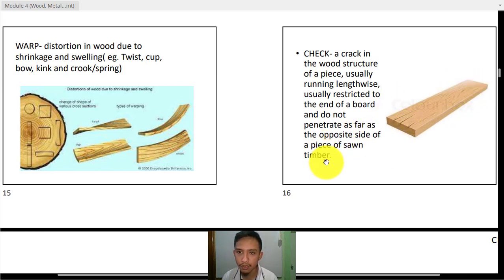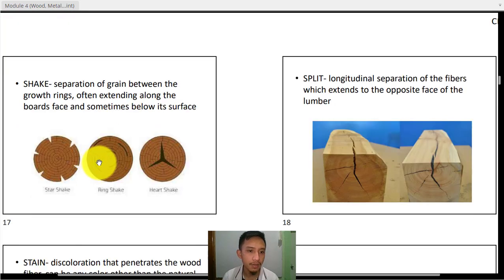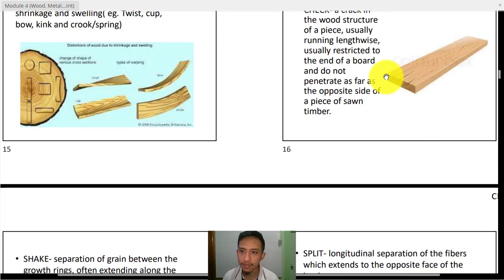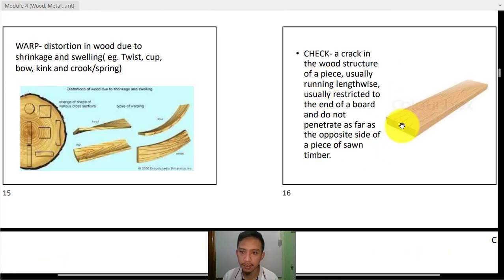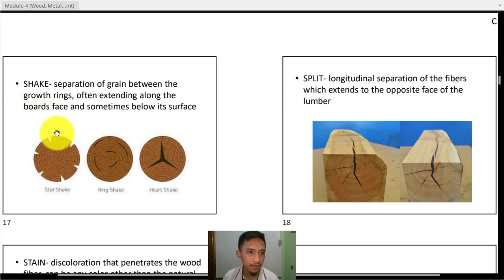So that is prone on other types, and this is actually common on green woods or on the woods which are not fully matured. We have here also what we call the shake. That is almost the same as the pith, but the pith is happening more on the juvenile part. The shake is the separation of grain between the growth rings, often extending along the board face, sometimes below its surface. The types of shake are star shake, ring shake, and heart shake.